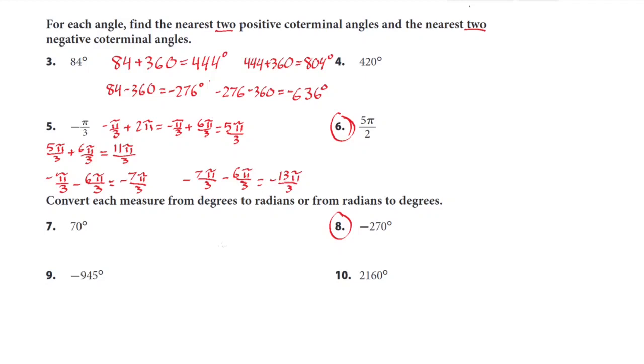So here's our two negative coterminal angles, negative 7 pi over 3 and negative 13 pi over 3.